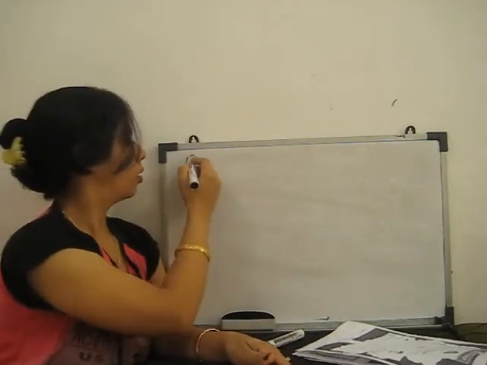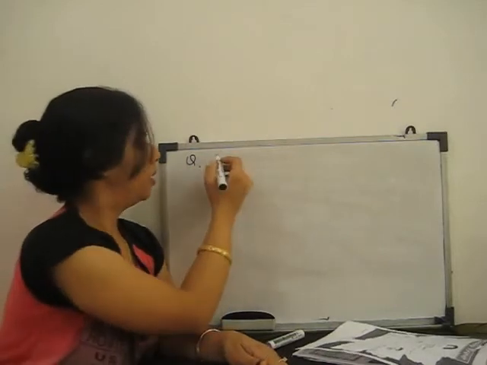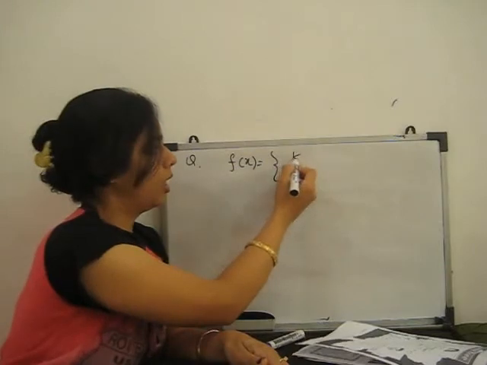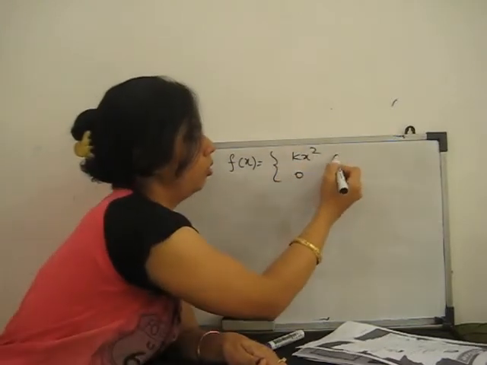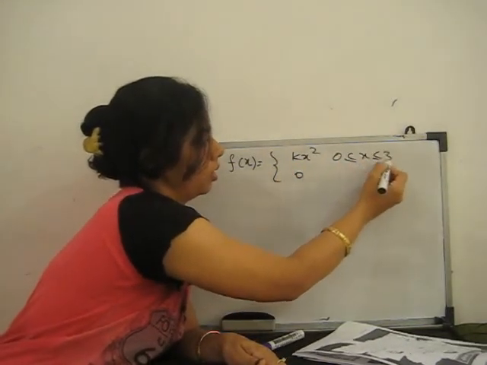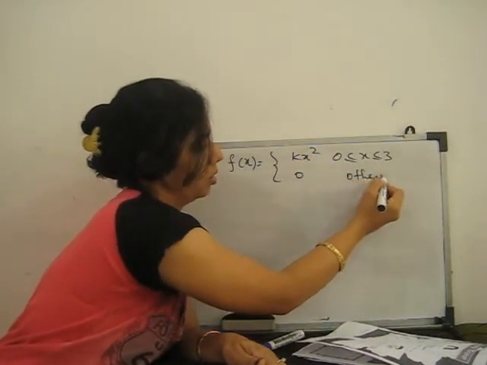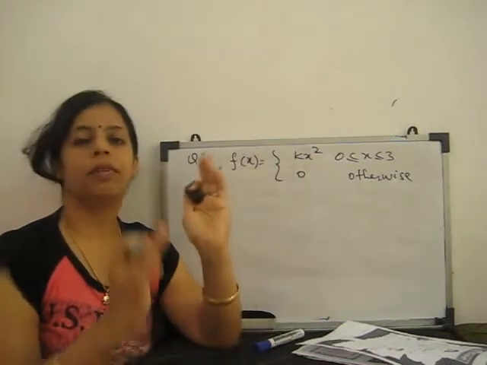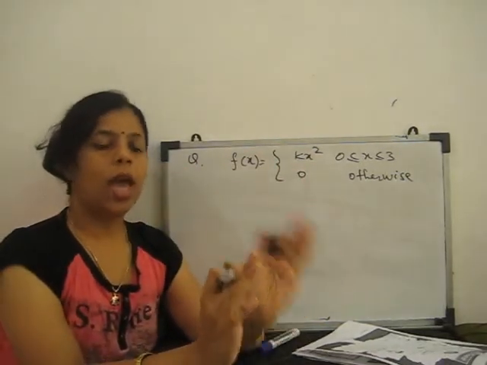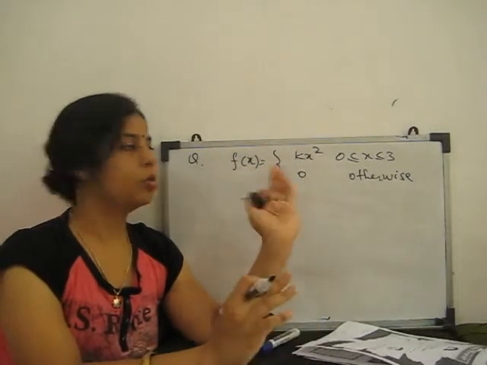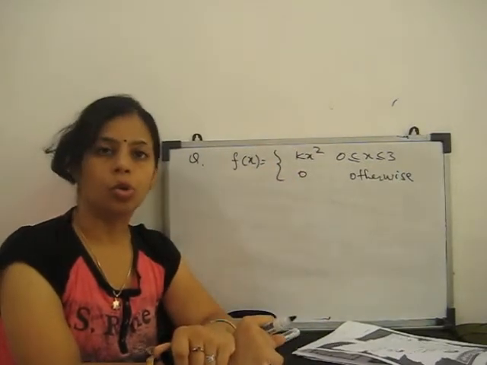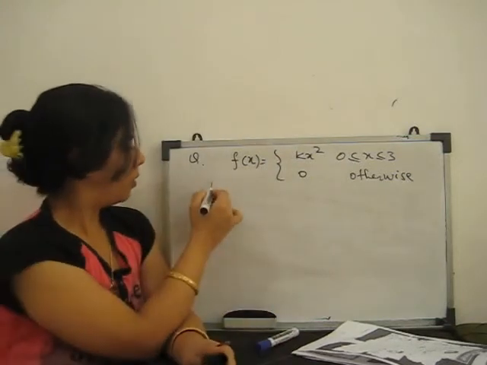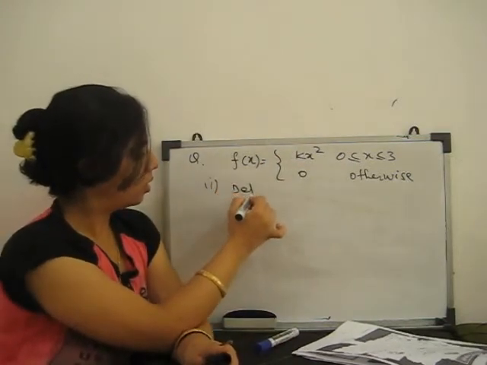Find the PDF where f(x) is given as kx squared for x within 0 to 3, and 0 otherwise. It means f(x) lies between the limits 0 to 3 and all other values are 0. So first we have to find the value of k. First determine k.